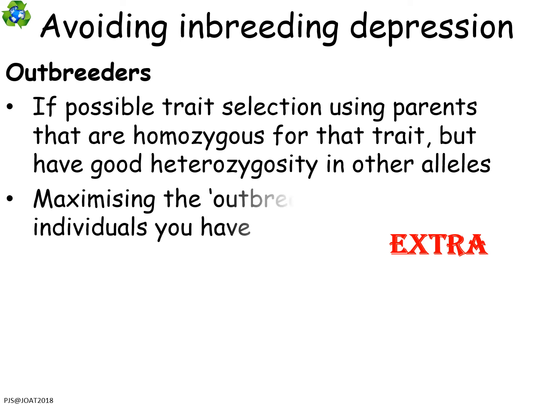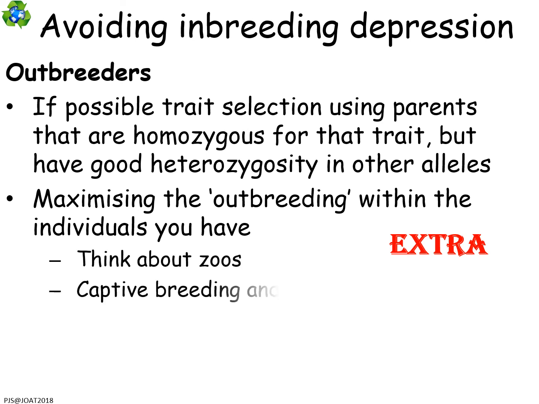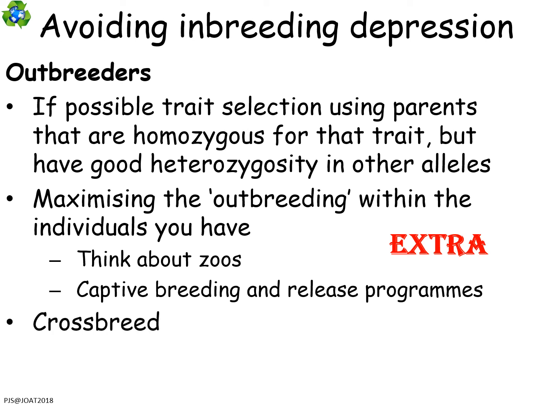Okay, if you don't have the option of changing what's there, you can still pick and choose which individuals you are having in the breeding setup. So if you think about zoos, especially captive breeding and release programs, you will choose exactly which breeding partners you have, trying to maximise the outbreeding. And then the other option is to crossbreed. So that means to take two closely related breeds and use them together. But I'll talk a little bit more on that when that's still in the course content.